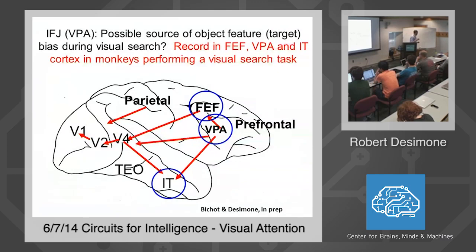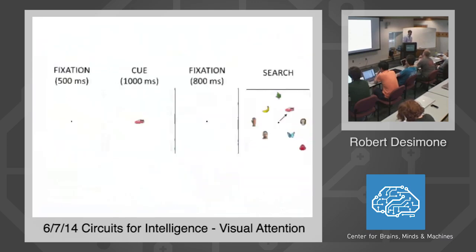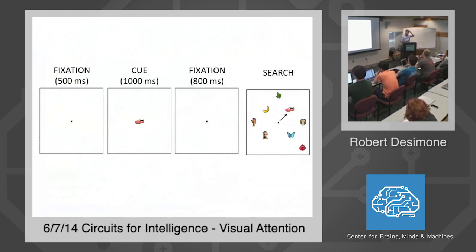But we do have a task which has been very, very helpful in separating out the effects of spatial and feature attention in these monkey recordings, because that's really the key for us: that separation between spatial and feature. And the task that we use is visual search.